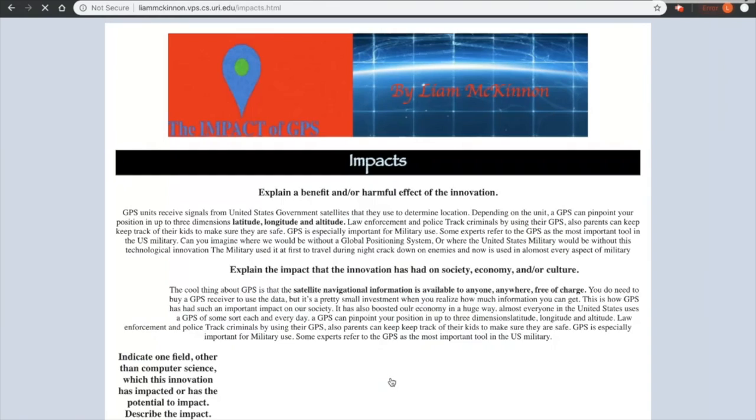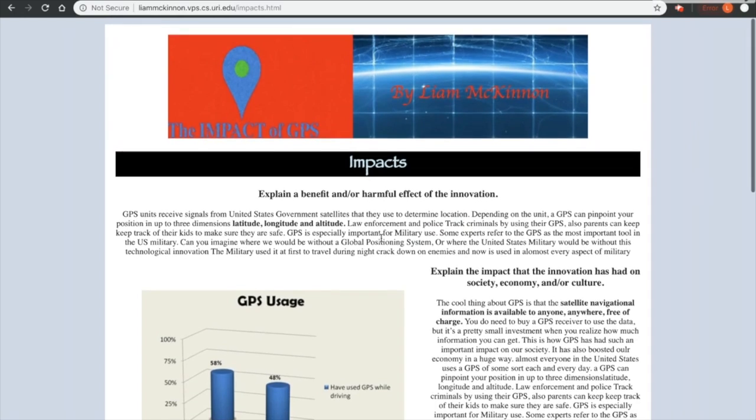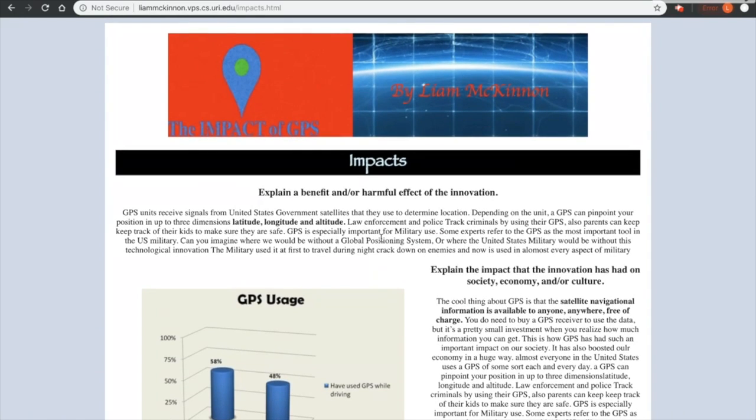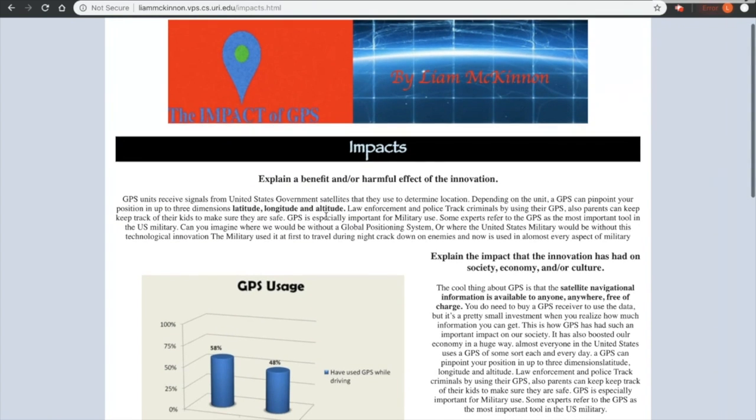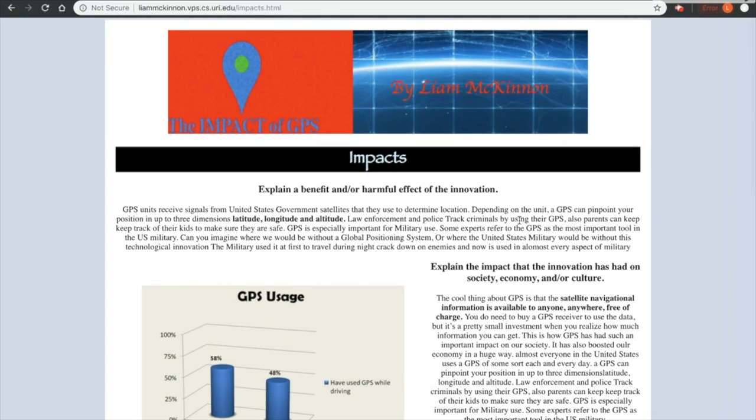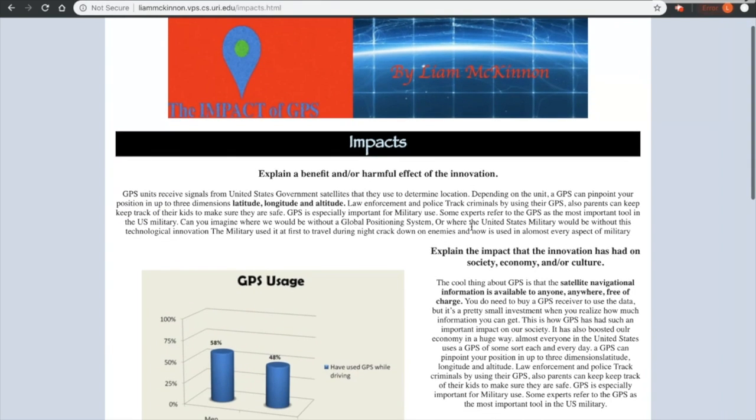Next section is impacts. Explain a benefit or a harmful effect of the innovation. GPS units receive signals from the United States government satellites that they use to determine location. Depending on the unit, a GPS can pinpoint your position with 3 dimensions, like I said, latitude, longitude, and altitude. Law enforcement and police tasks track criminals by using GPS. Also, parents can keep track of their kids to make sure they're safe.